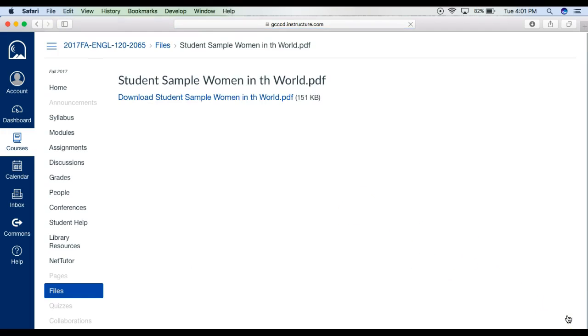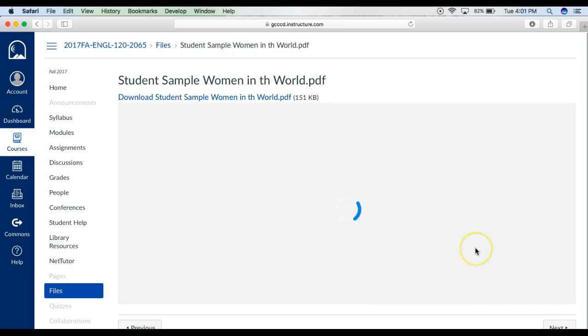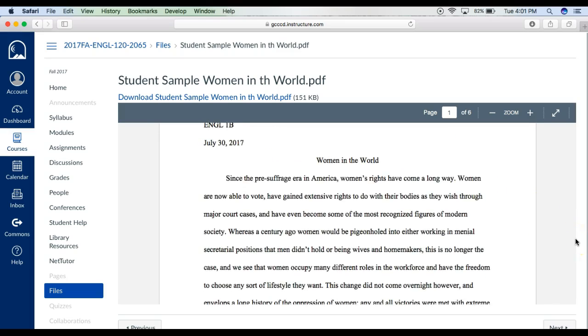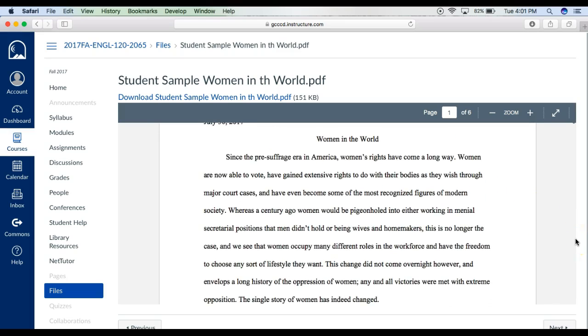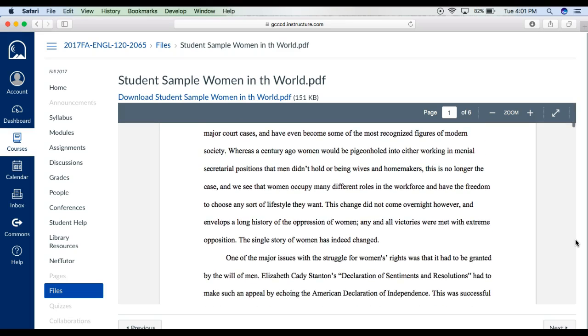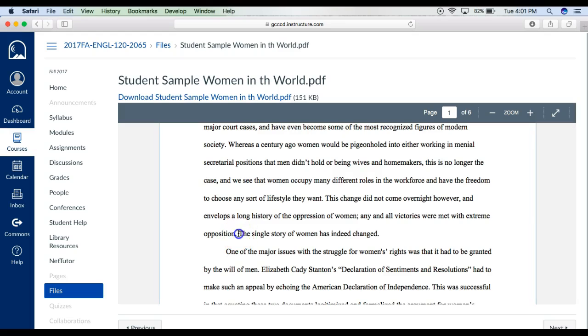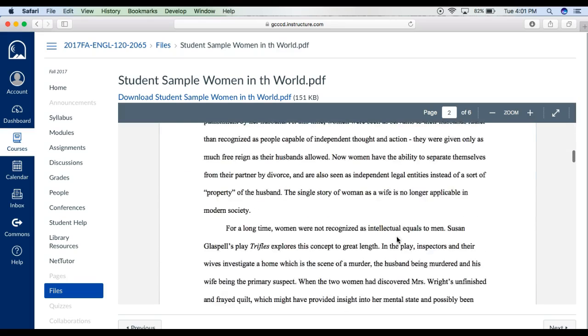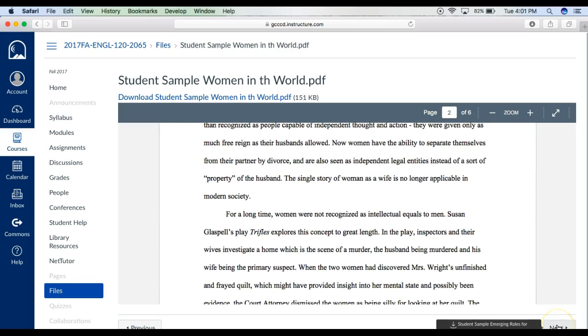Okay, and here's your first sample essay. This one's called Women in the World. And this was a PDF, which is why I had to black out this person's name. But you can go through here and read what this student wrote. This thesis is that the single story of women has indeed changed. This is pretty straightforward. And then this person goes on to explain why.